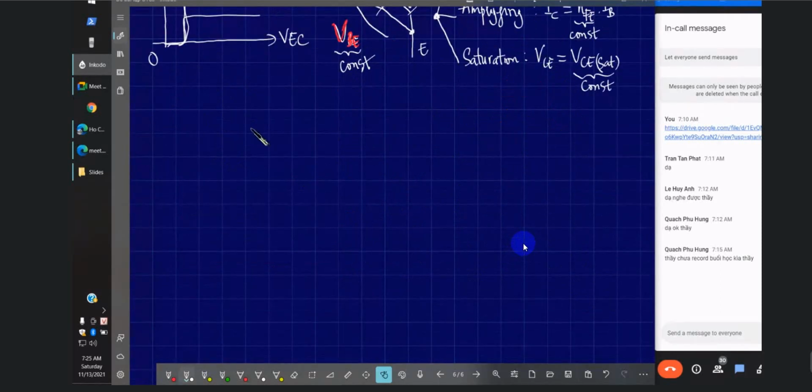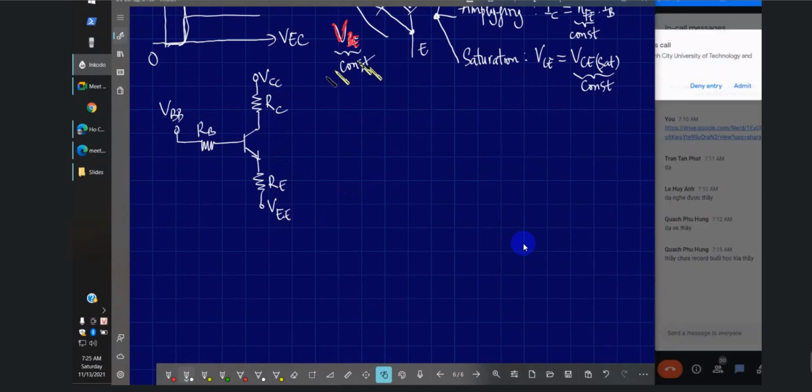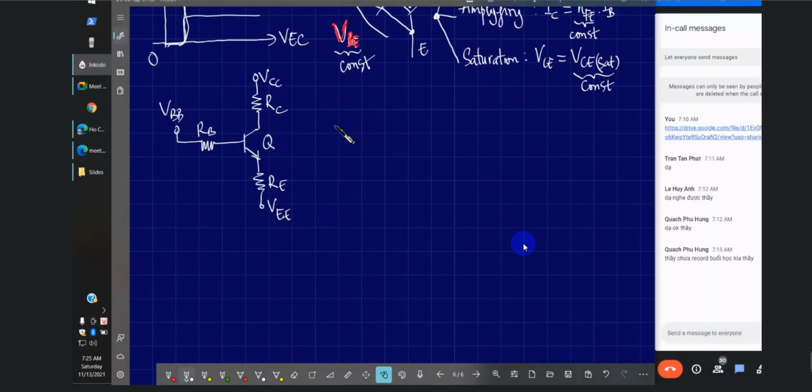Let's see if you can do it or not. So I applied it here, this one for RB, and I got here. VCC, and this one is called VBB. And then RC, and then RE, and this one is VEE. So Q is our transistor.